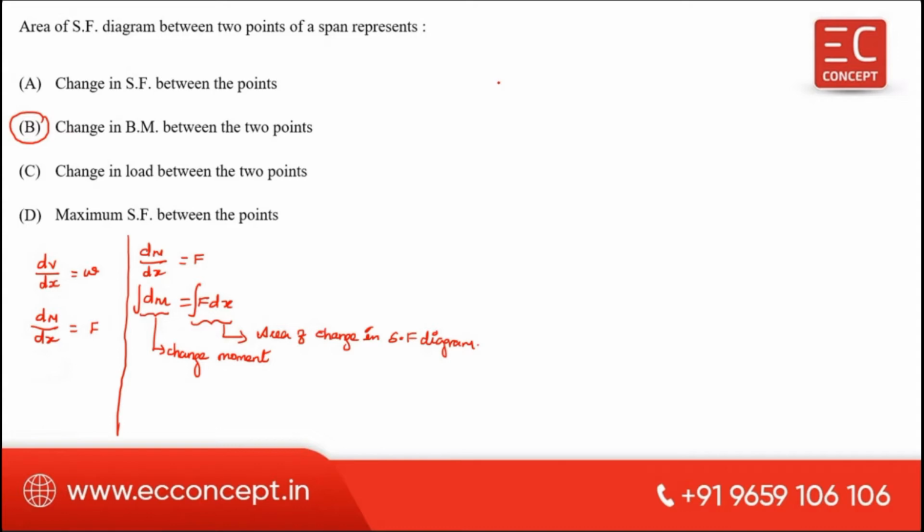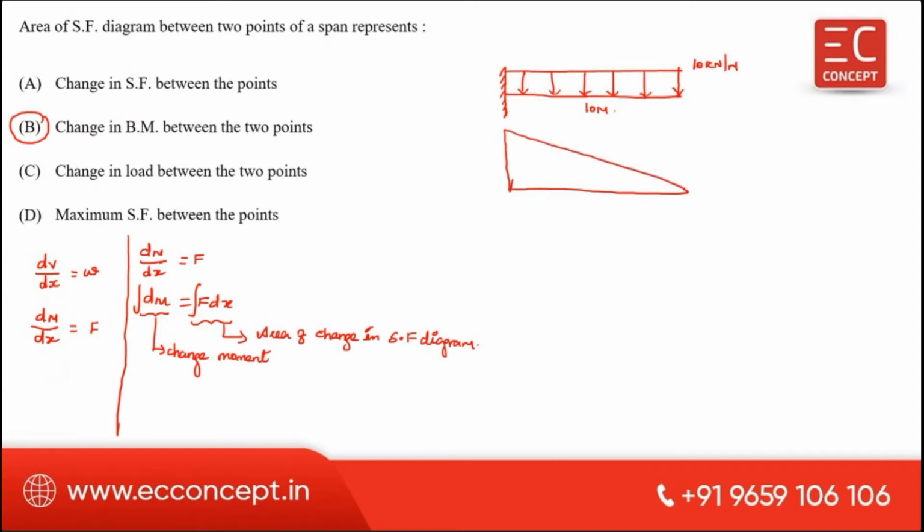For example, let me explain this by using a problem. Let's just consider a UDL of 10 kilonewton per running meter, with span length 10 meter. So first of all, you have to calculate the shear force. The shear force, you know, is linear. 10 into 10 is the maximum value, 100.